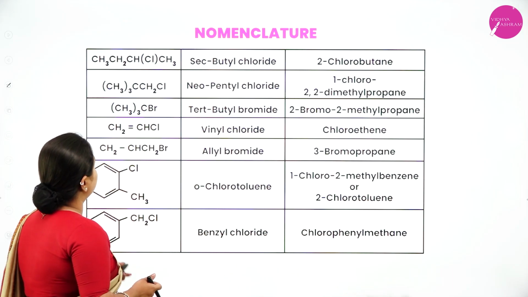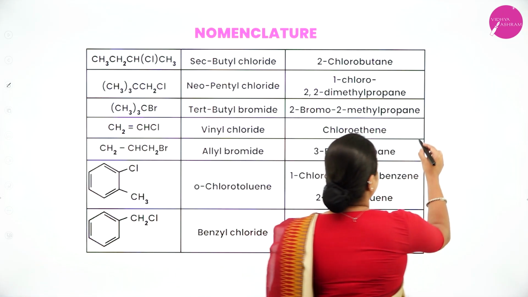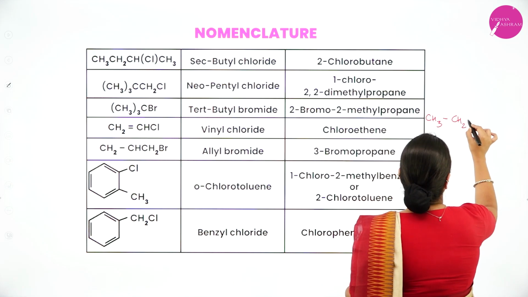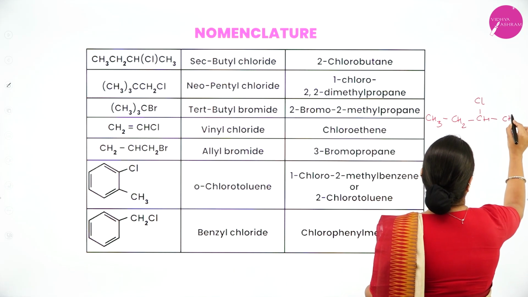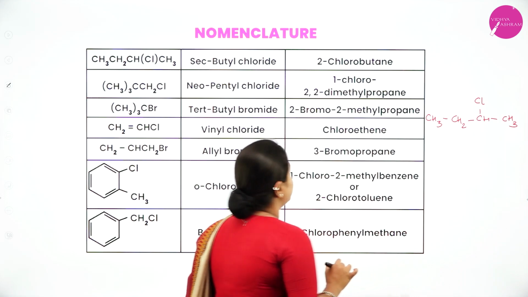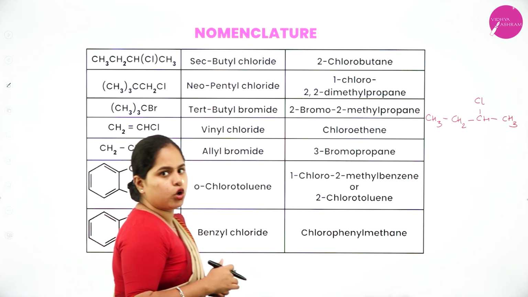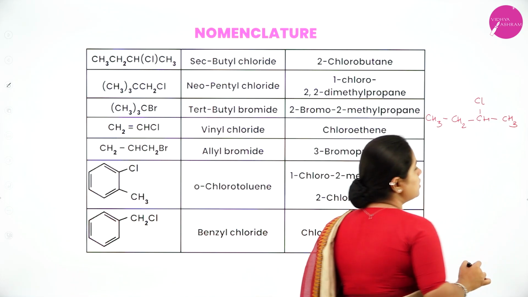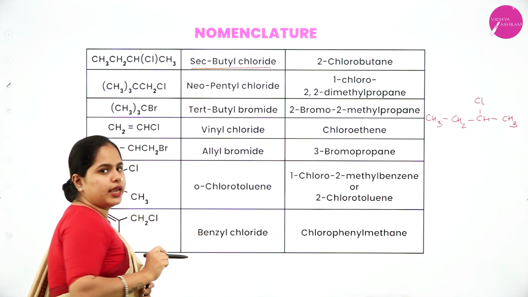Now, moving on to the next one, CH3, CH2, CHCl, CH3. We can expand it and write it as CH3, CH2, CHCl and CH3. The common name is secondary butyl chloride. Now, why is it secondary? As you can see, the chlorine is present on the second carbon atom. So what is the common name? It is secondary butyl chloride.